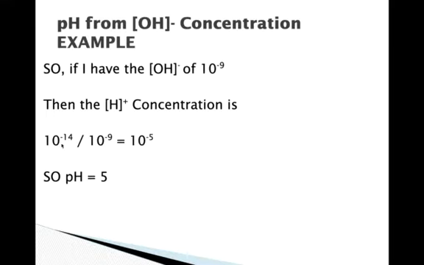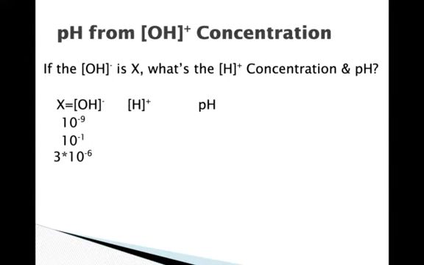Remember that when you divide powers of 10, you can just subtract these exponents. So negative 14 minus the negative 9. 10 to the negative 5th then is our concentration of hydrogen ions. So the pH of this solution is 5. This step was solved just like the previous slides.